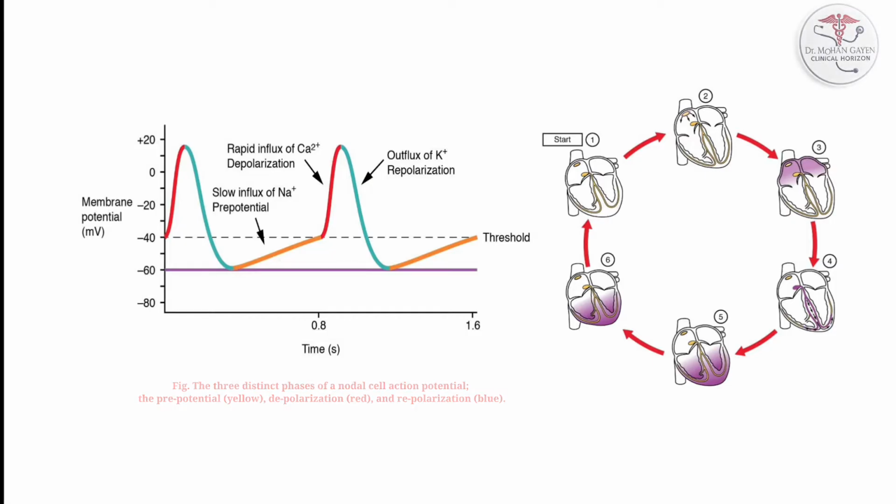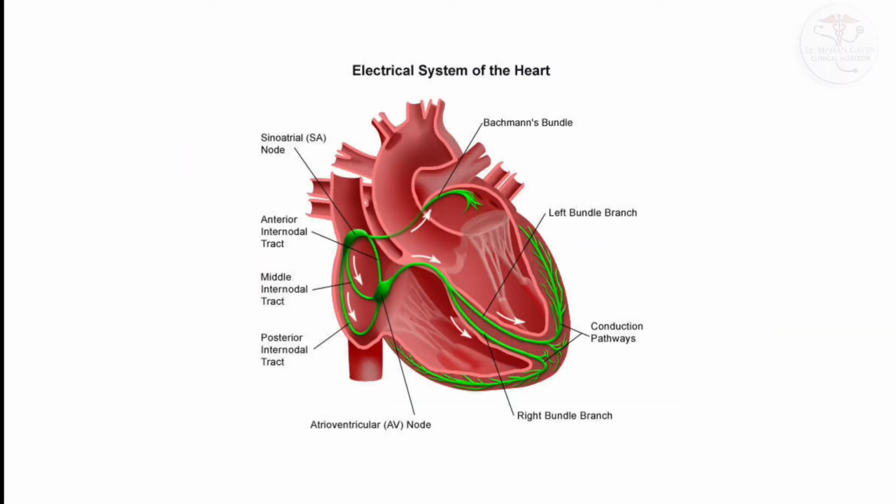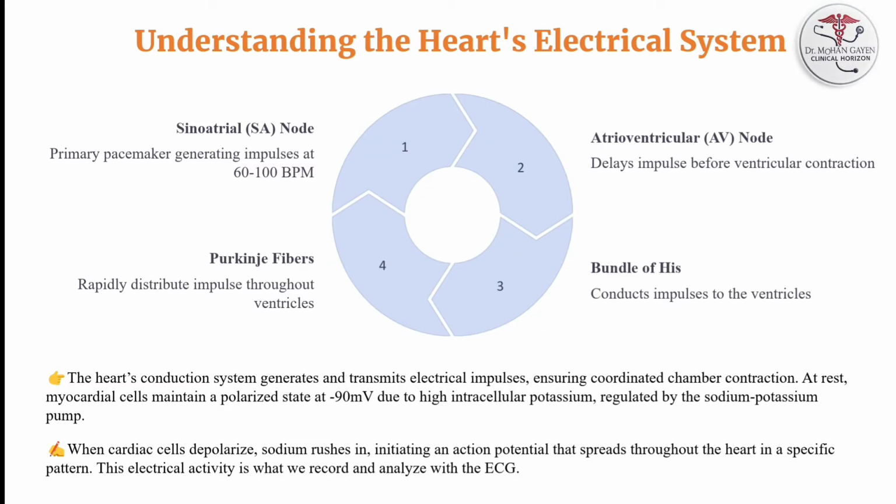Understanding the heart's electrical system. Each heartbeat is the result of a precise electrical cycle that allows the heart to contract and relax in a coordinated fashion. This cycle is captured on an ECG as P waves, QRS complexes, and T waves, each representing a different phase of cardiac conduction.